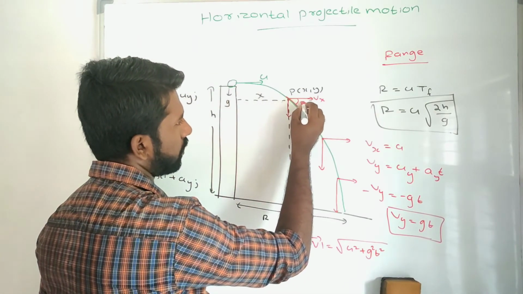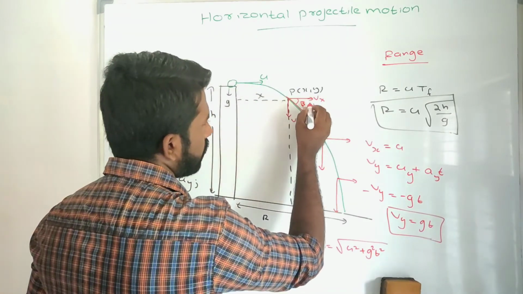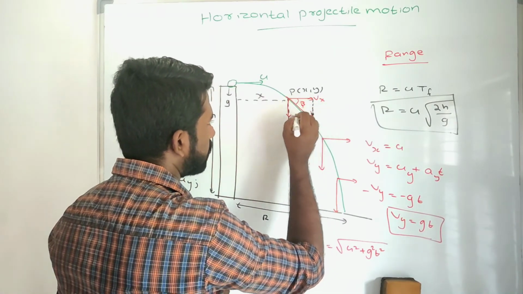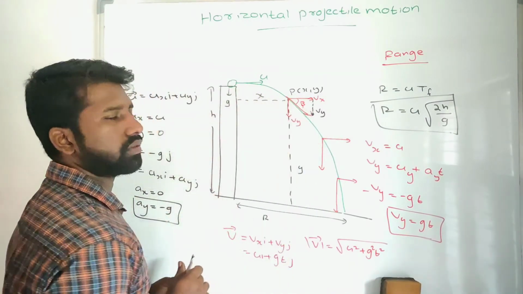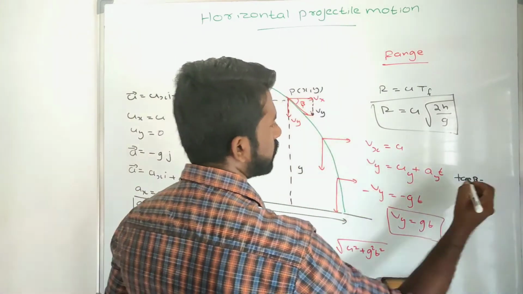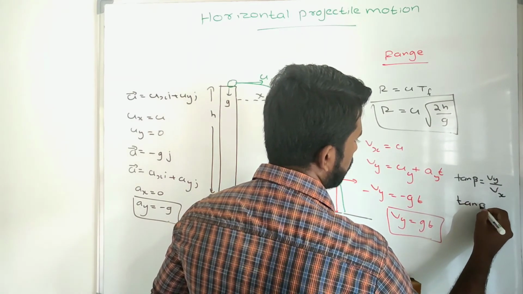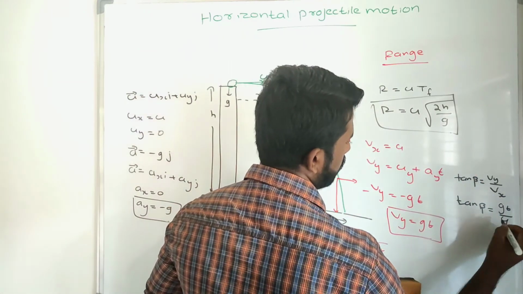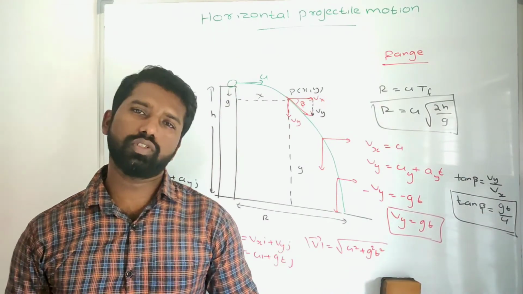If beta is the angle made by the velocity with the horizontal, then if you draw a line like this, that is equal to the vertical component Vy. Then consider this triangle. In that triangle, tan beta is equal to the opposite side, that is Vy, divided by Vx. So tan beta is equal to gt divided by u, where Vy value is gt and Vx value is u. This is the direction. This is about horizontal projectile motion.